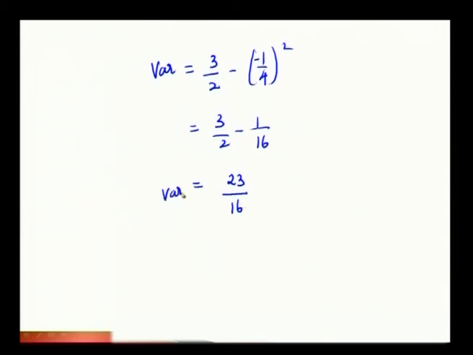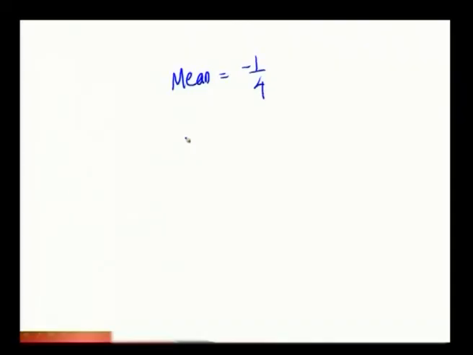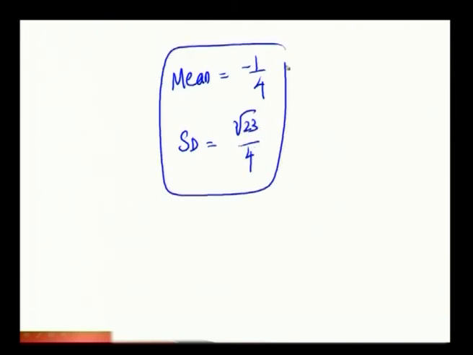This is variance. Your question is to find out standard deviation, not variance. So, standard deviation is equal to root of variance, is equal to root of 23 by 16, is equal to root 23 by 4. So, for this problem we have found out again mean is equal to minus 1 by 4 and standard deviation is equal to root 23 by 4. This is the answer for the question discussed.